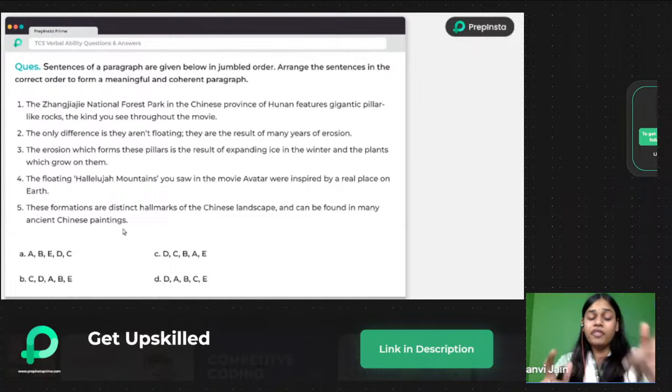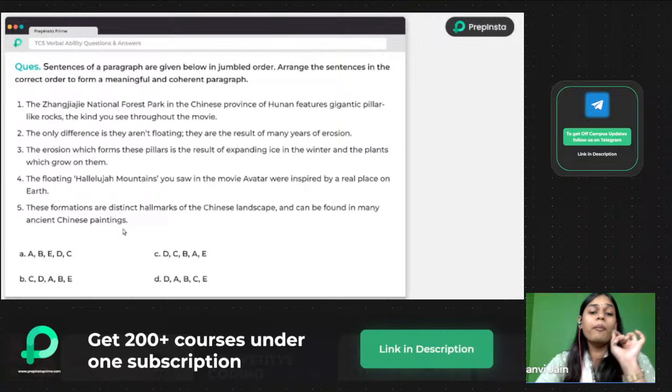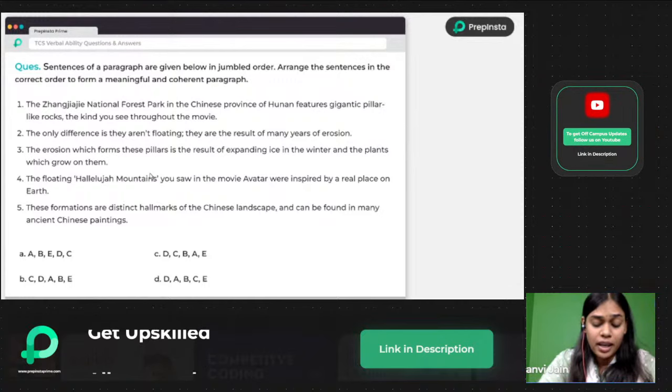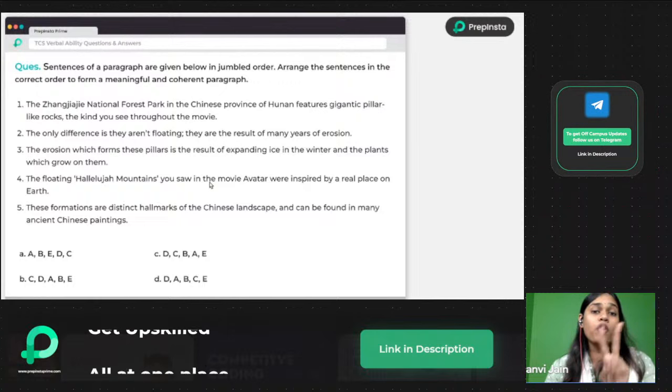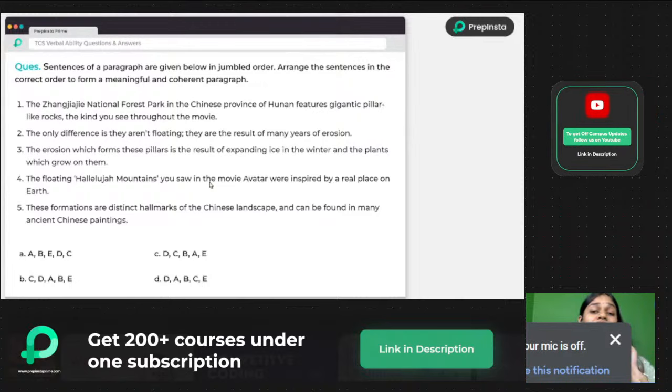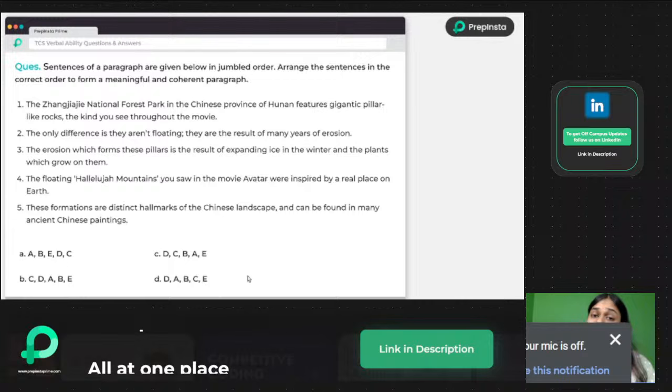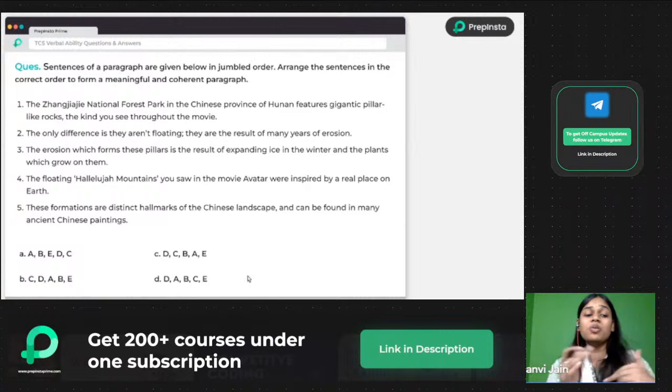All right, so the first thing that we have to notice here is the opening sentence. The most important opening sentence that we see over here with the nouns is sentence B, that says the floating Hallelujah Mountains you saw in the movie Avatar were inspired by a real place on earth. Here we see that there are two proper nouns. First is the Hallelujah Mountains, and second is the movie Avatar. So that has to be the first sentence. According to that, we have option D over here as the first sentence. That eliminates option A and option B because these two start with sentence A and C, which is not the correct answer.